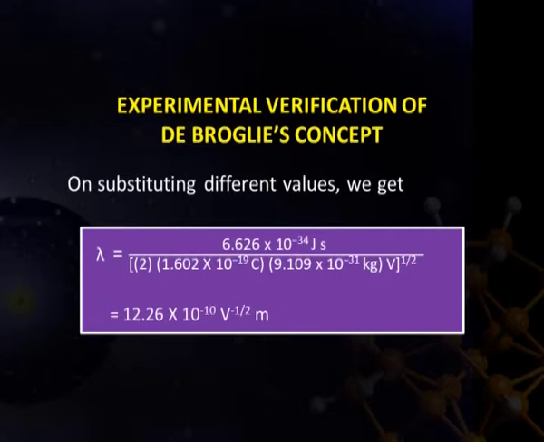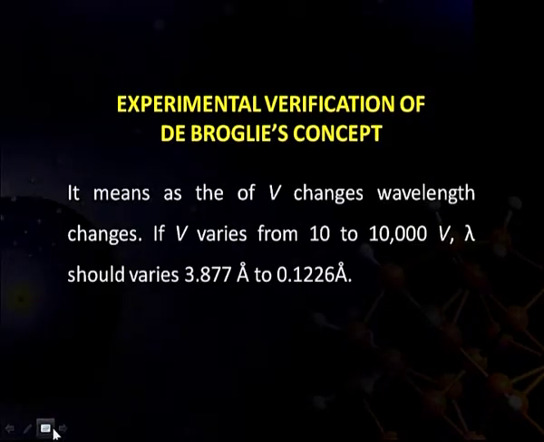lambda = 6.626 × 10^-34 joule second / (2 × 1.602 × 10^-19 C × 9.109 × 10^-31 kg × V)^(1/2) = 12.26 × 10^-10 V^(-1/2) meter. It means as the value of V changes, wavelength changes.